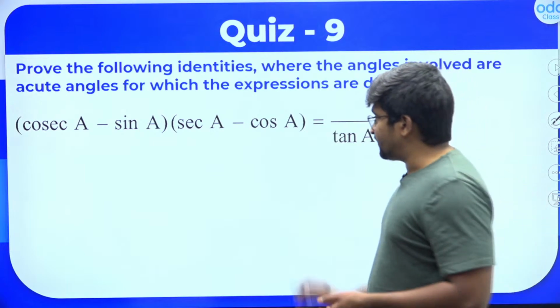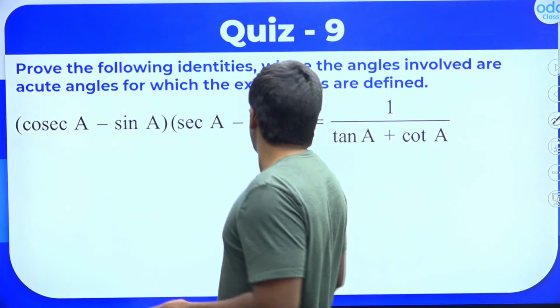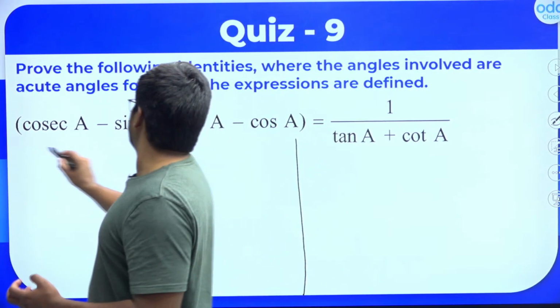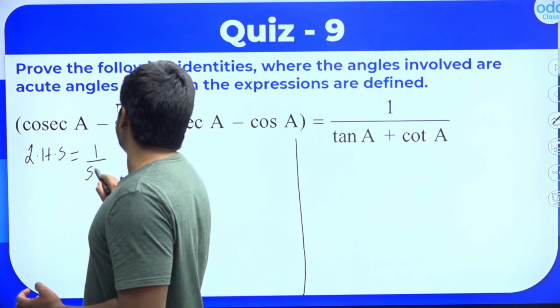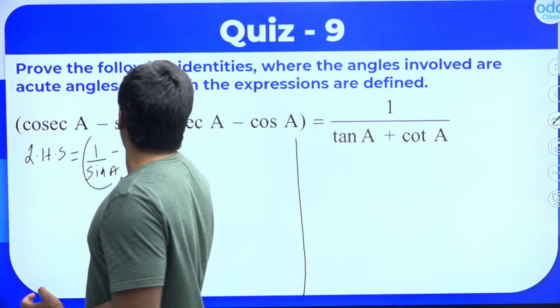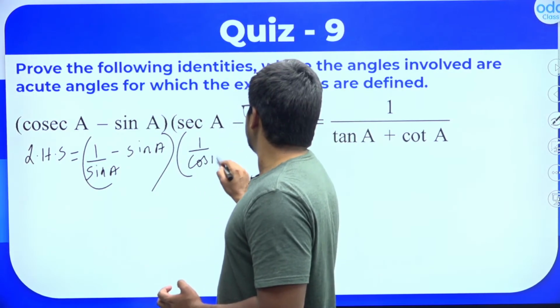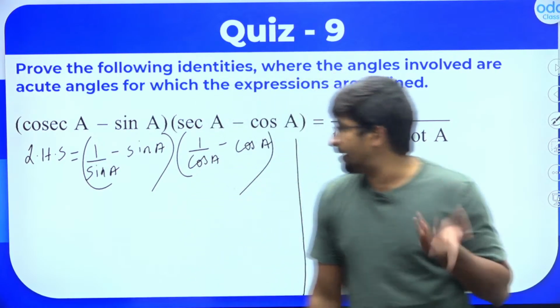Let's take LHS. This is a slightly different kind of question. In LHS, cosec A, can I write it as 1 by sin A, minus sin A, which will remain the same, into sec A, which I can write as 1 by cos A, minus cos A, which we keep the same. LHS can be written like this.